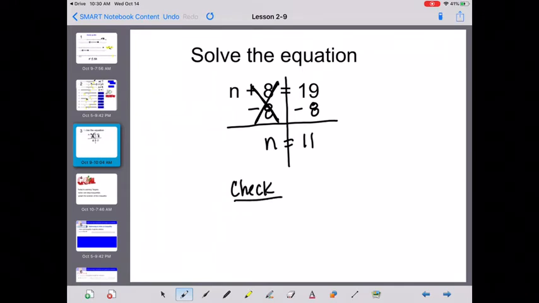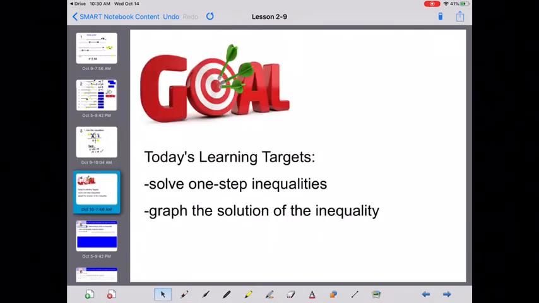And then, as always, we check our work, by substituting 11 back into the original problem and copying the rest of it exactly as is. 11 plus 8 equals 19. 11 plus 8 is 19. So yes, our answer is correct.